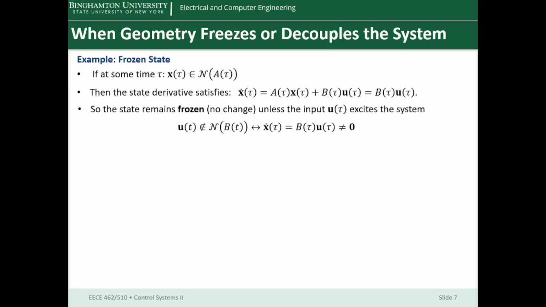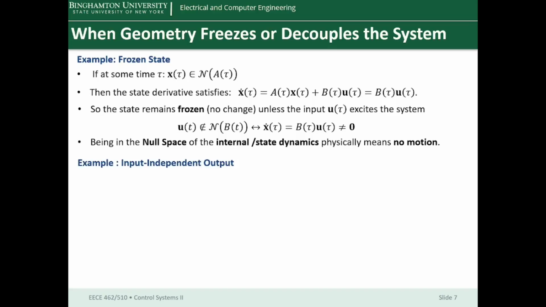But there is another geometric layer here. Even if u(tau) exists, the system will change only if that input lies outside the null space of B(tau). If u(tau) happens to lie inside the null space of B(tau), the input energy is completely absorbed. It pushes against the system's inherent geometry and nothing happens. So being in the null space of the internal dynamics or the state equation physically means no influence, no effect, no motion.